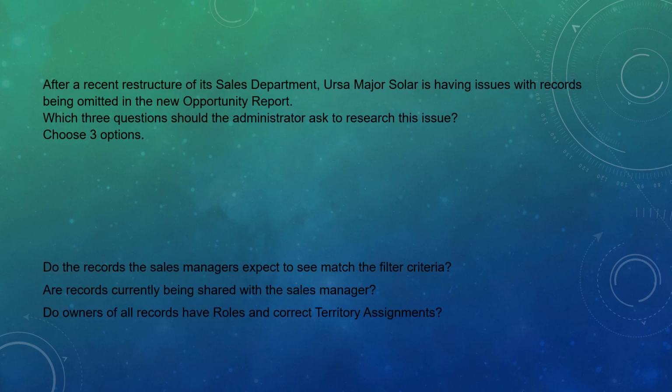After a recent restructure of its sales department, Ursa Major Solar is having issues with records being omitted in the new opportunity report. What are 3 questions the administrator should ask to research this issue? 1. Do the records the sales manager expects to see match their filter criteria? 2. Are the records currently being shared with the sales manager? 3. Do owners of the records have roles in the correct territory assignments?